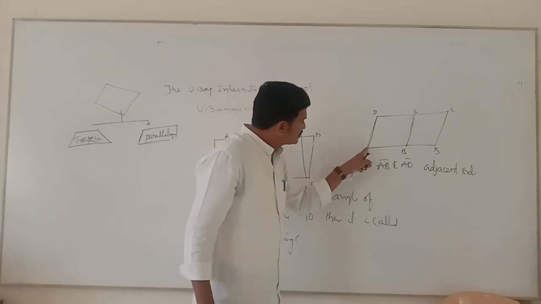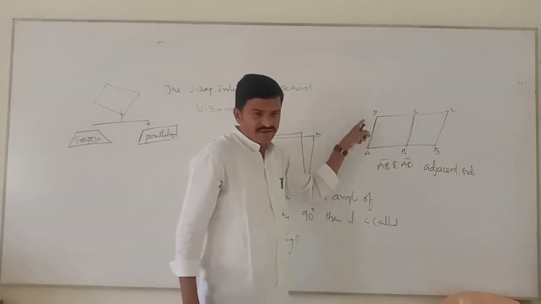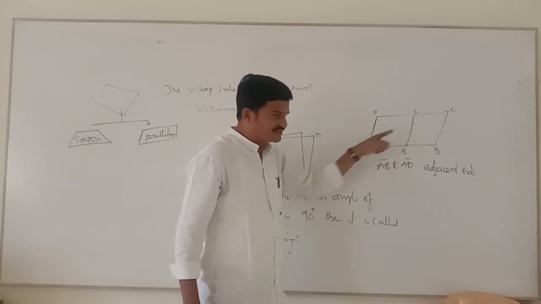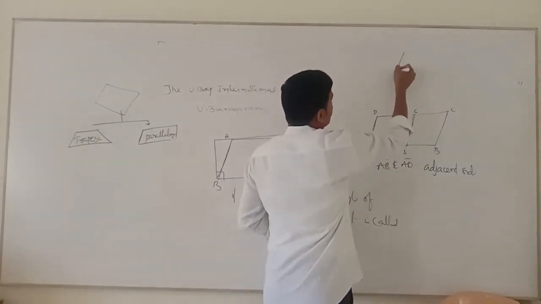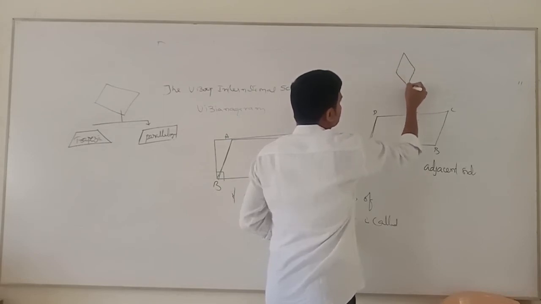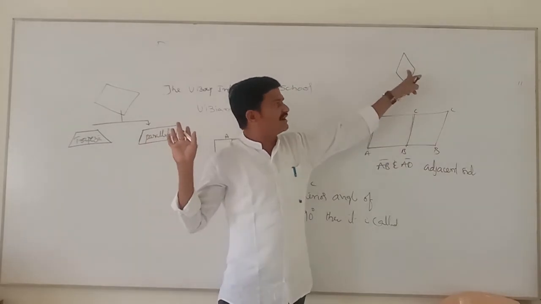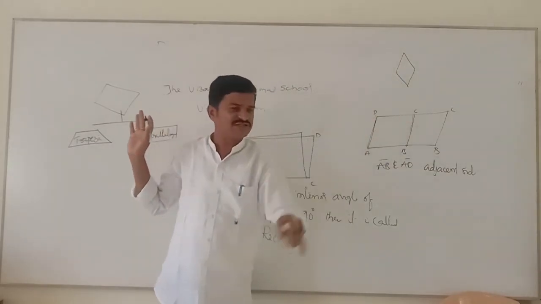Now, can you guess what is the shape of this one? A, B, C, D? Square? Square it will be like this. Quadrilateral. I have just changed the shape like this. It is a quadrilateral, as it has four sides.